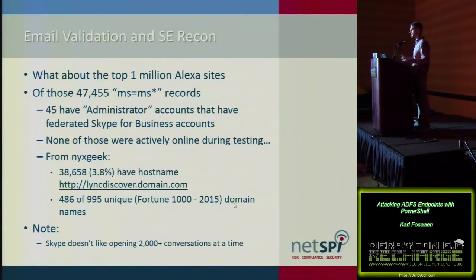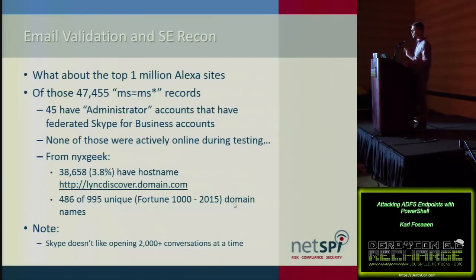Yeah, that's really handy info to have, right? Being able to look up status, validate the actual email addresses so we know that they're real, so we can use them for authentication. So of the top million, we had that 47,000 with the MS equals MS star. I didn't do very broad sweeping checks outside of the administrator account, but 45 of the domains had administrator available. And there may be a few more than that. People may be changing their default domain admin's username, or they may just not have an actual federated Skype for Business account for it.